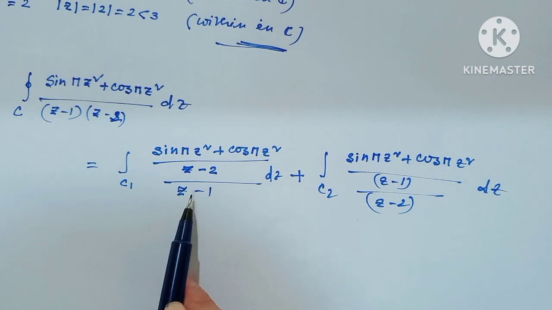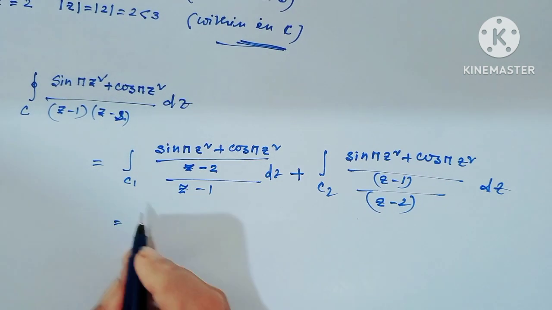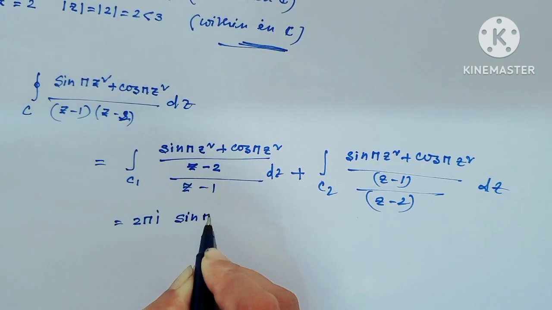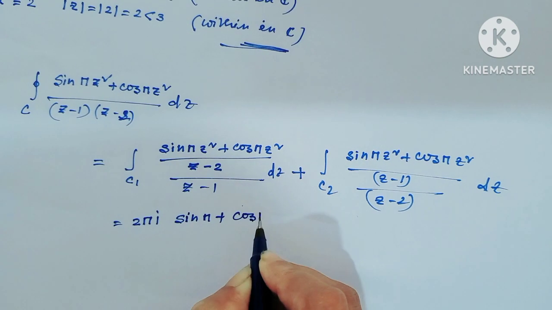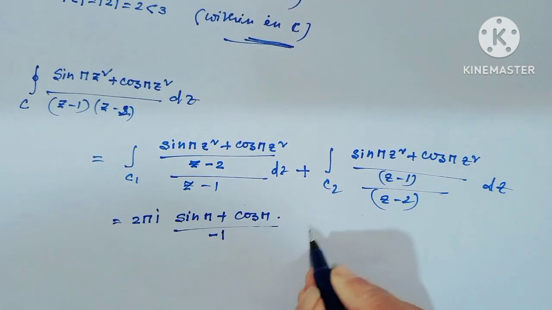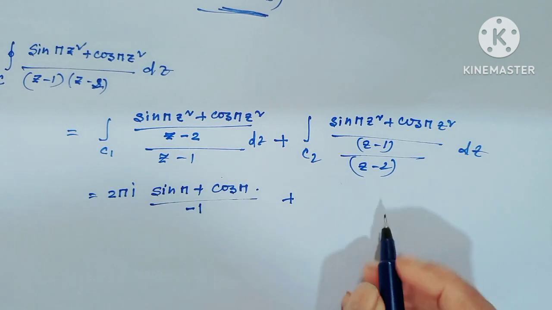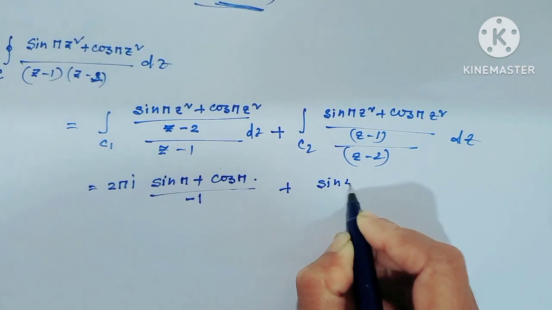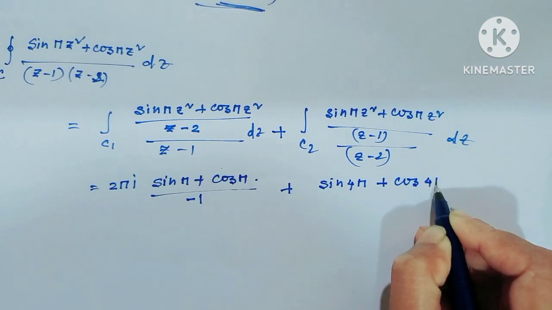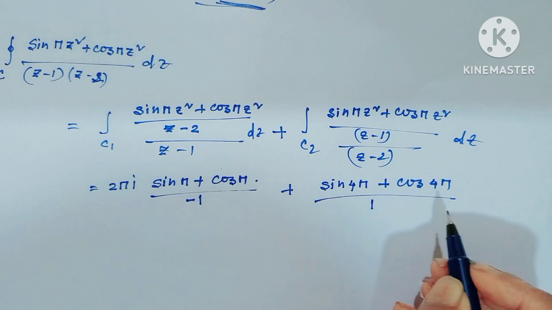And this value, for C1, we have to find at z equal to 1. Just put the value z equal to 1. This is 2 pi i f(a), which means sin pi plus cos pi over, put the value 1, this value would be minus 1, plus, put the value 2, this value would be sin 4 pi plus cos 4 pi, and put the value 2 here, 2 minus 1, that means this would be 1.